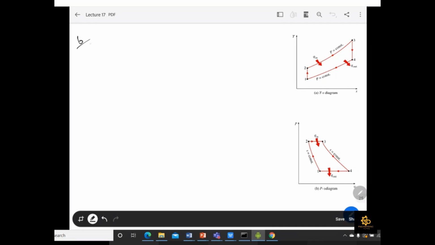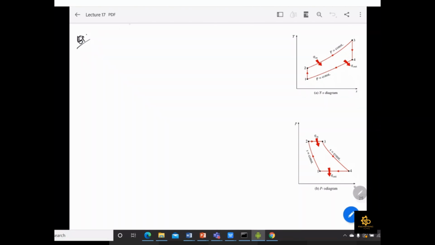Okay, so in part A, we have to find W net. To get W net, we multiply the efficiency with the Q in. This is similar for part A, because our main thing is to find W net.